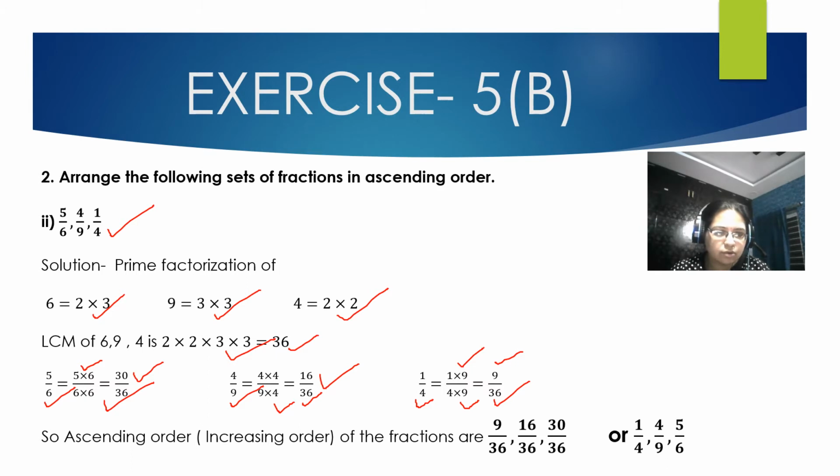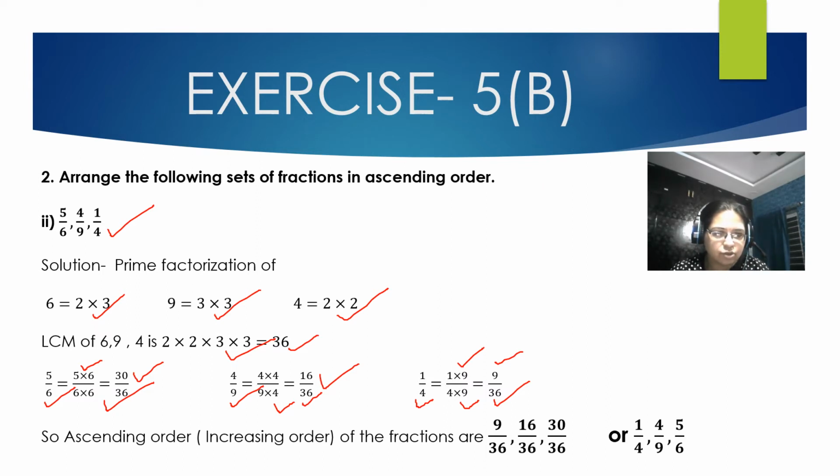Now we get the fractions, all are like fractions having the denominator 36. All have denominators 36. So now we have to arrange these fractions in ascending order.